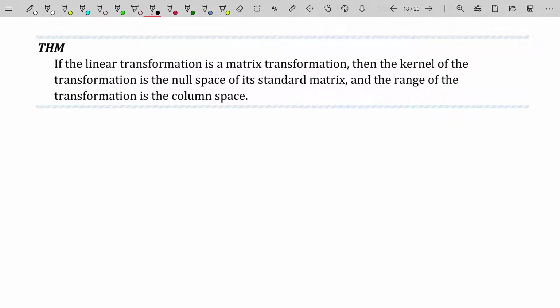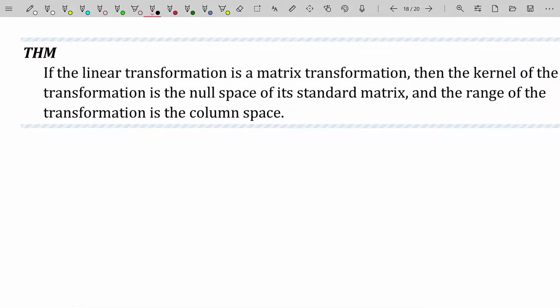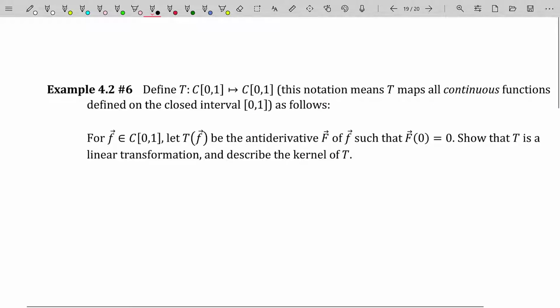A theorem that I'm not going to prove is listed here. If the linear transformation is a matrix transformation, so note this is exactly what I was just stating a moment ago, that not all linear transformations need to be matrix transformations. But if you do have a linear transformation that is a matrix transformation, then the kernel of the transformation is the null space of its standard matrix, and the range of the transformation is the column space, again, of its standard matrix. So let's go ahead and do an example.